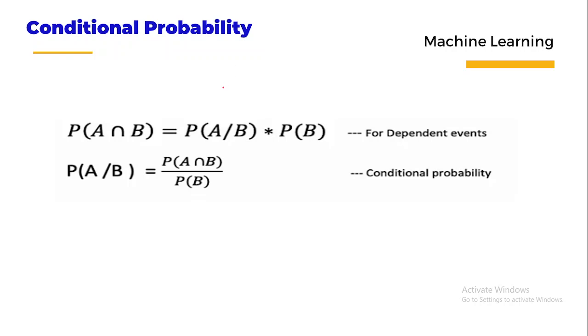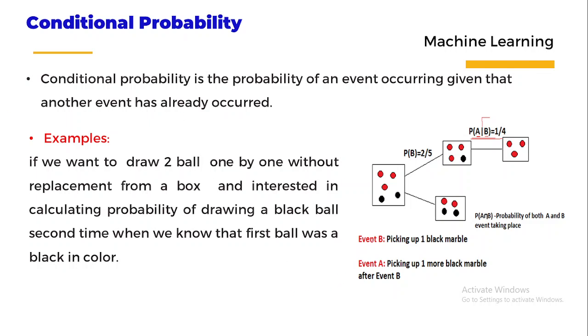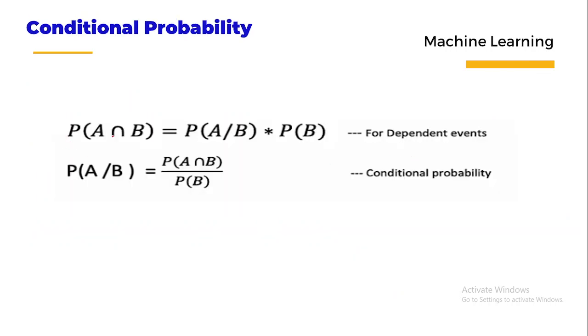Now, what is the formula of the conditional probability? In the previous example, you can see the probability of both A and B events taking place. If you want to calculate this probability of both events A and B taking place, we multiply these two. So the probability of both events A and B taking place is equal to the probability of A given B times the probability of B.